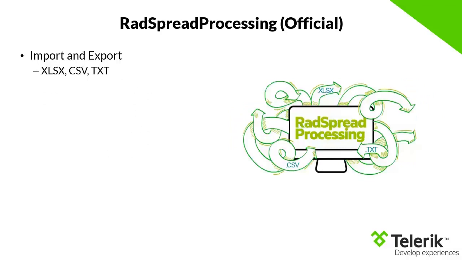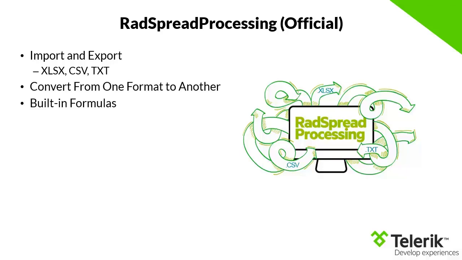RadSpreadProcessing is a document processing library that enables your applications to easily import and export files to and from the most common spreadsheet file formats, including XLSX, CSV, and TXT. They can also convert files from one format to another.